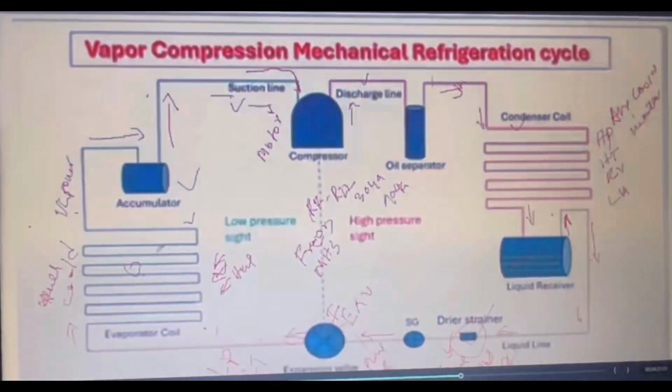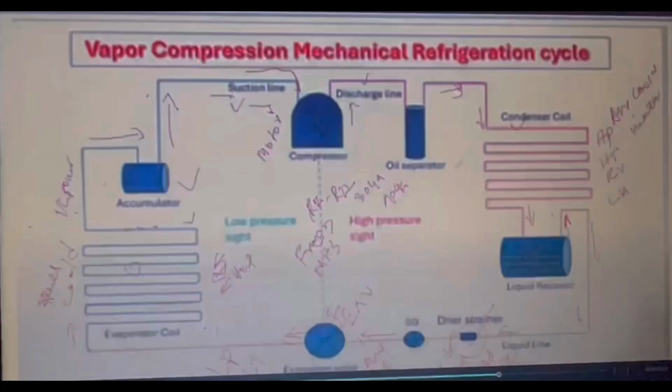During evaporation, some liquid remains that is not completely vaporized, so that liquid is stored in the accumulator. This is the main purpose of the accumulator. This cycle is repeated again and again. This is the main working principle of the refrigeration cycle.